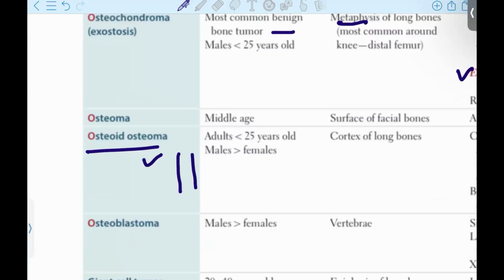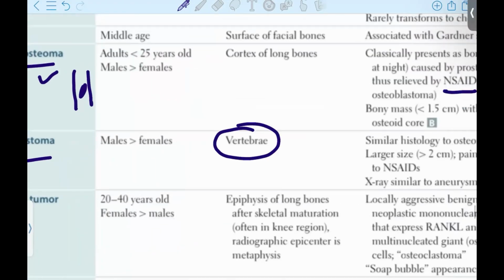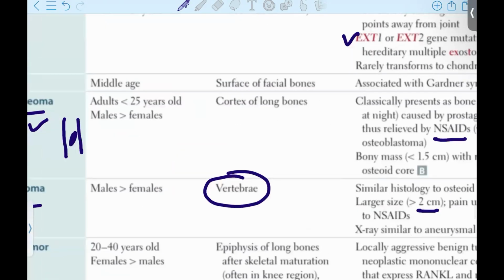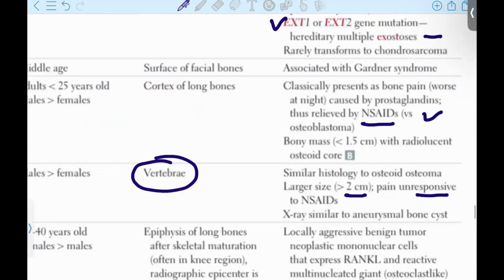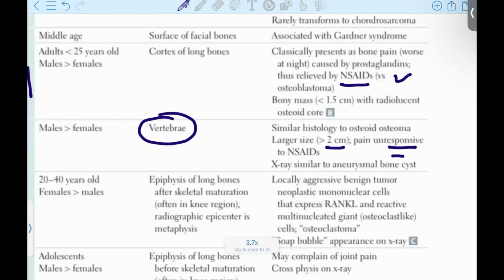On this, you will be seeing a nidus in the bone. That is osteoid osteoma. Next, osteoblastoma. It involves the vertebrae, and the lesion will be more than 2 centimeters. And this does not respond to NSAIDs. What about osteoid osteoma? It will respond to NSAIDs, but osteoblastoma is not going to respond to NSAIDs, right?